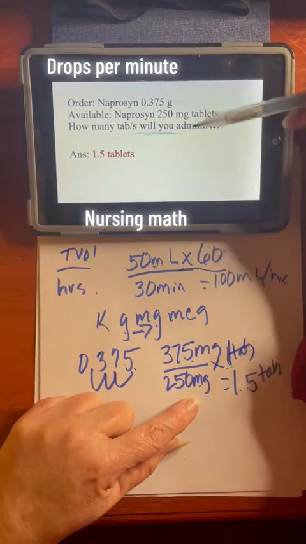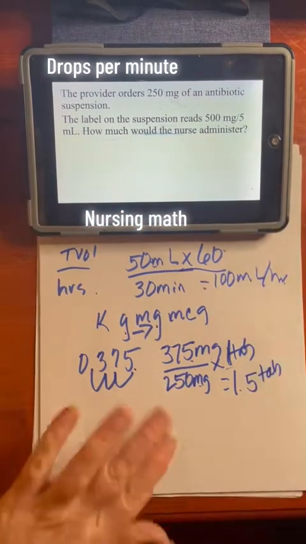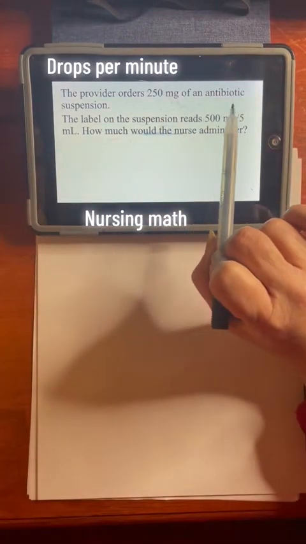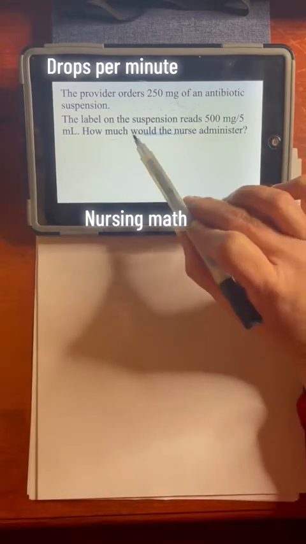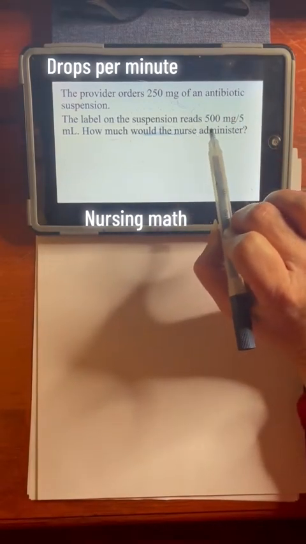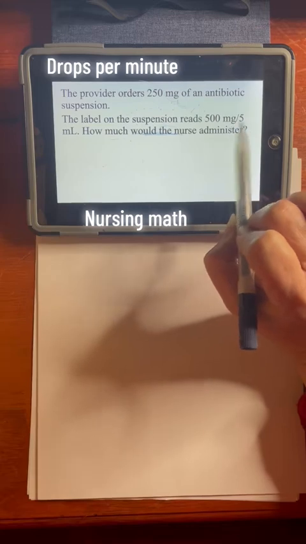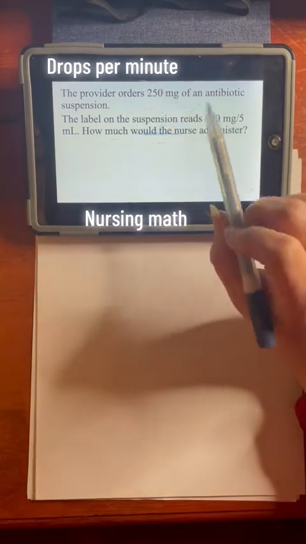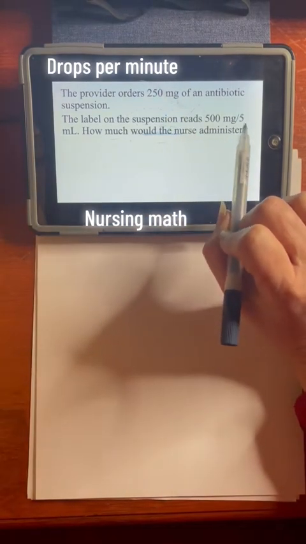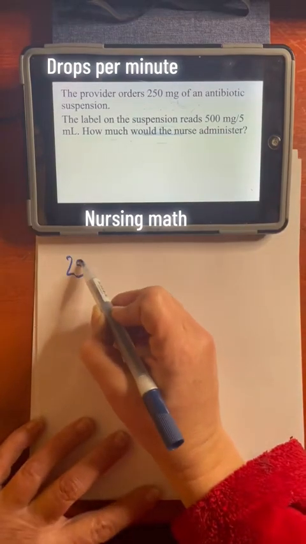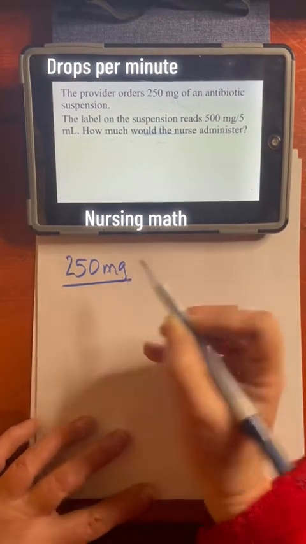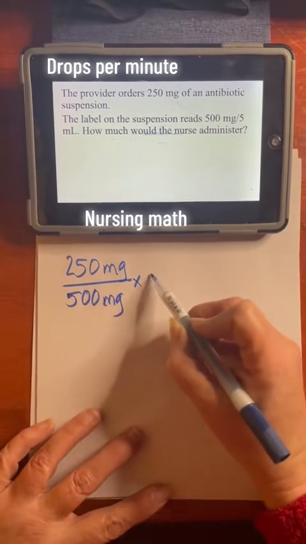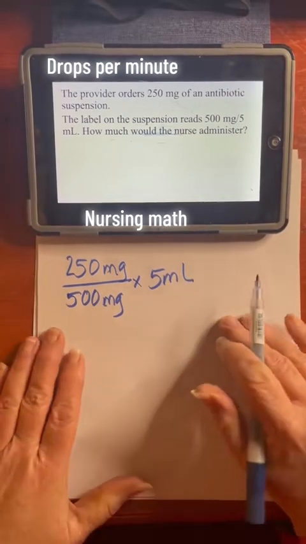So if the dose order and what you got on hand don't have the same last name, changes must be made. So the physician orders 250 milligrams of antibiotic suspension. The label on the suspension reads 500 milligrams per 5 mLs. How much would the nurse give? So this is a dose order over dose on hand times how it comes. What is ordered is 250 milligrams. What I've got in my hand is 500 milligrams. And it comes in 5 milliliters. I've set my problem up.